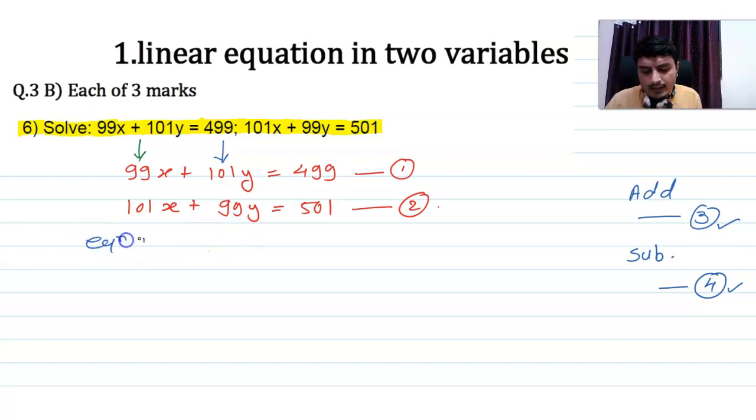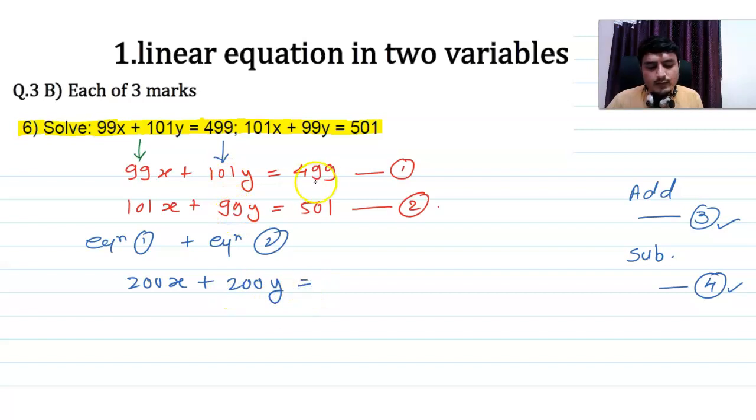So I am writing equation 1 plus equation 2. We are getting 99 plus 101 is 200x, plus 101 plus 99 we have 200y, that is equal to 499 plus 501, we have 1000. Call it equation number 3. Look firstly at the coefficients.